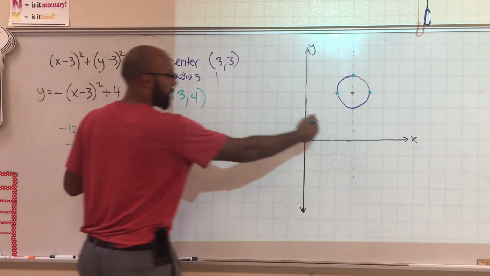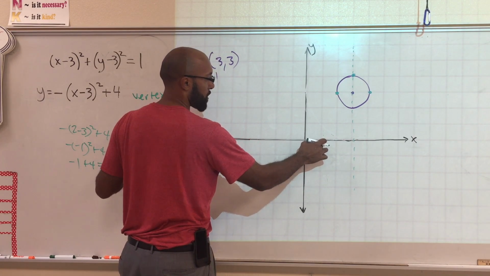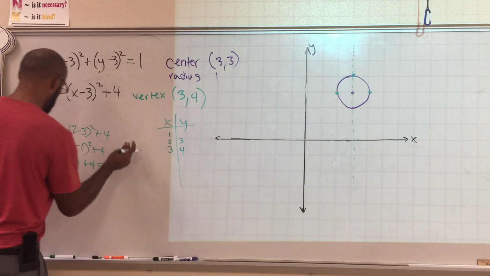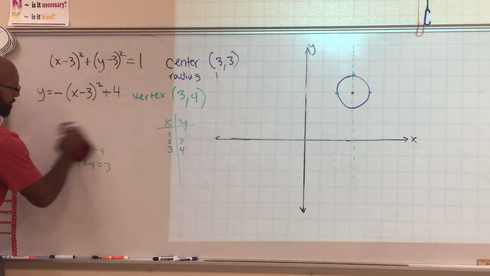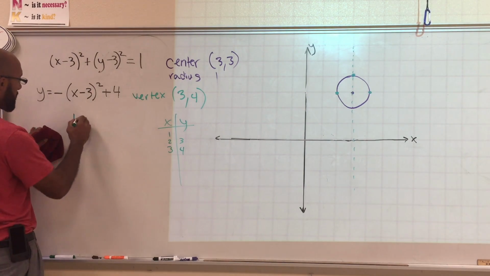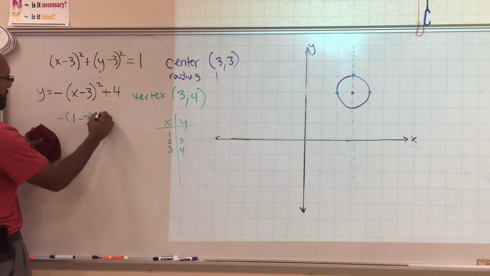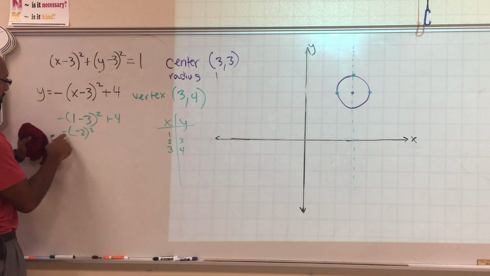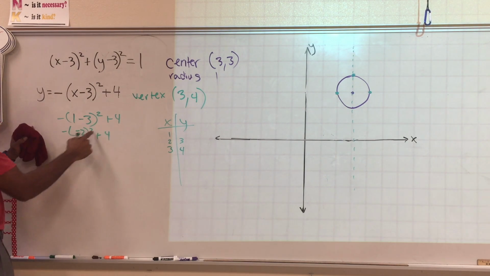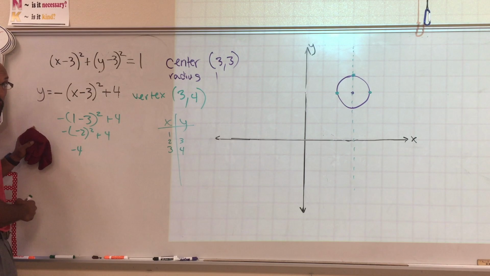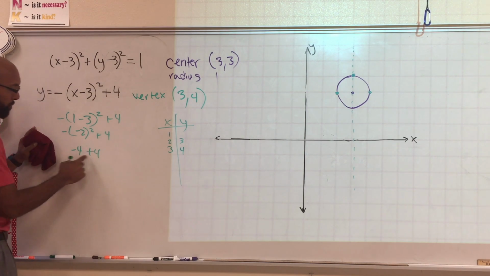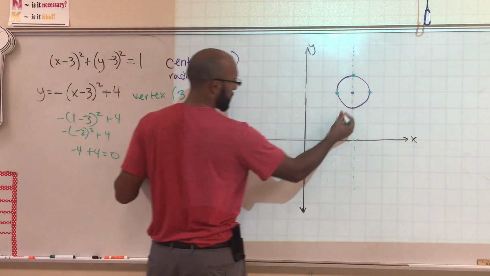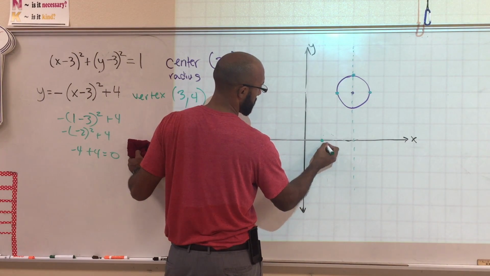So I'm going to go now one more x value over at 1. I'm going to plug in 1, just like we did with the other. So now 1 minus 3 is minus 2. Don't forget the negative. Minus 2 squared is 4, but still negative again. Now negative 4 plus 4 is 0. So 1 and 0.